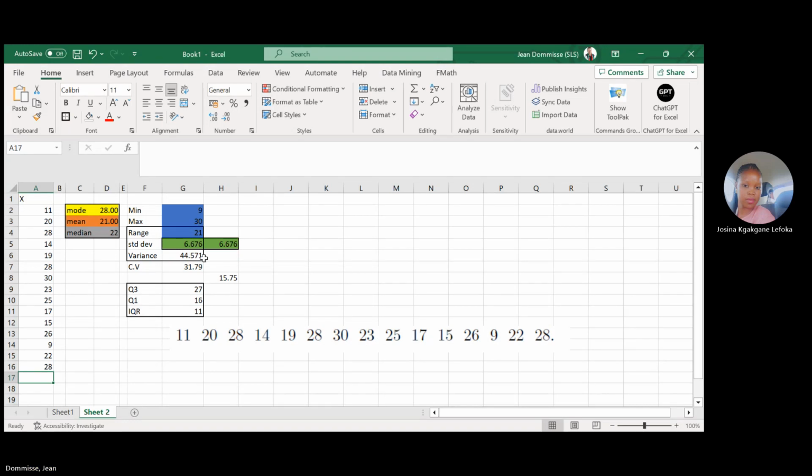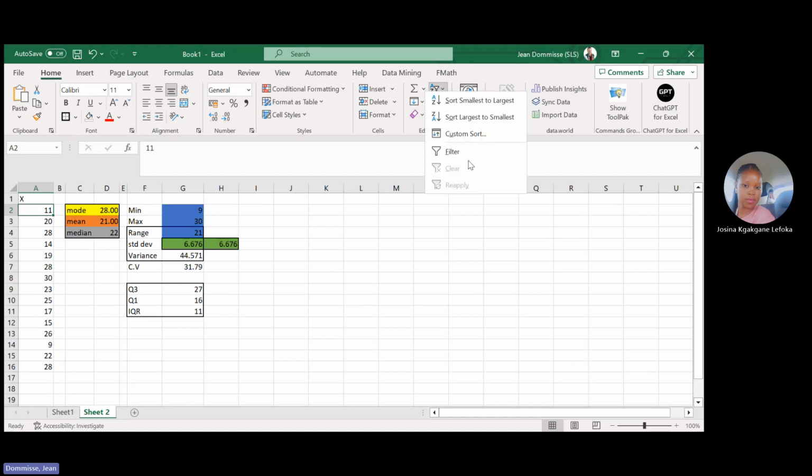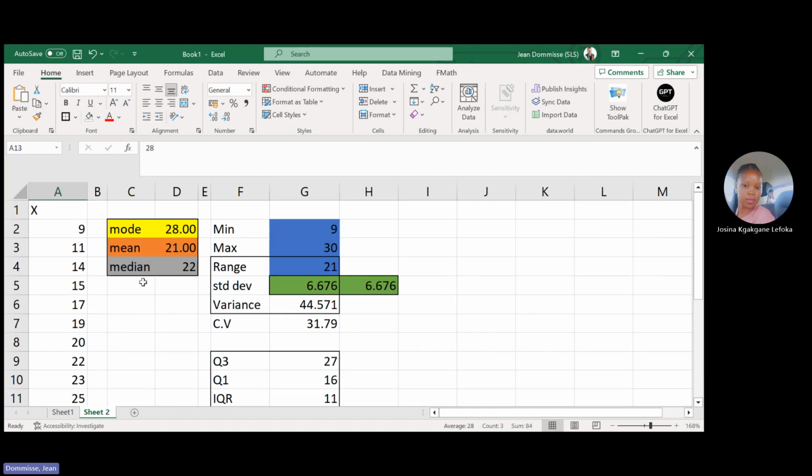Okay, so some of these numbers have changed now. Let me take that out. Okay, so let's just make sure again that everything is fine. So we just sort from small to large again. So for the mode, you can see here 28 appears the most. So the mode is 28. Let me now make it just a bit bigger. So one can see mode 28 with 3 of them.